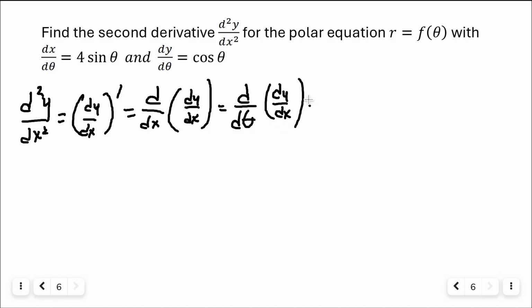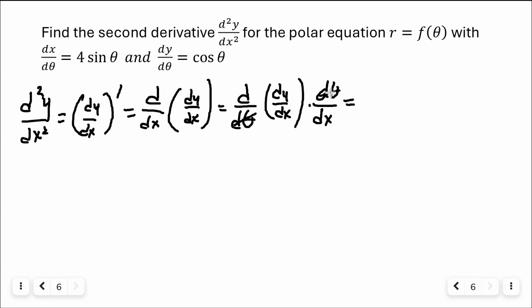Okay, so I need that correction factor. That correction factor was d theta over dx, right? And then the d thetas cancel each other out. It allowed you to slot the dx there in that position, which is really what I want to find.